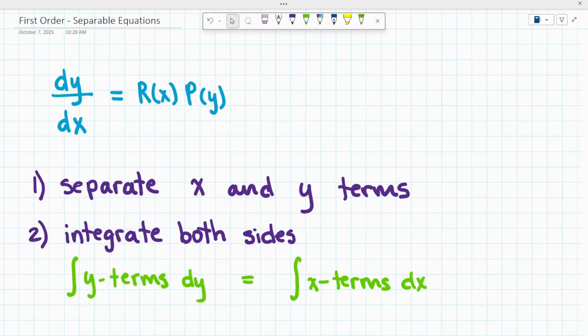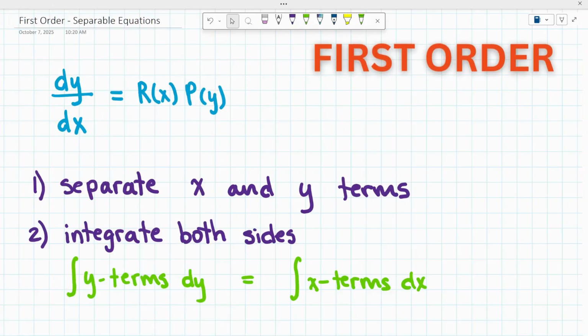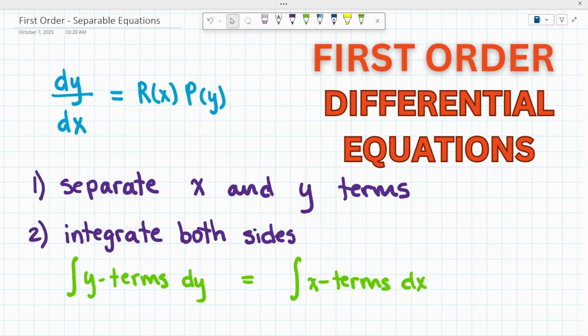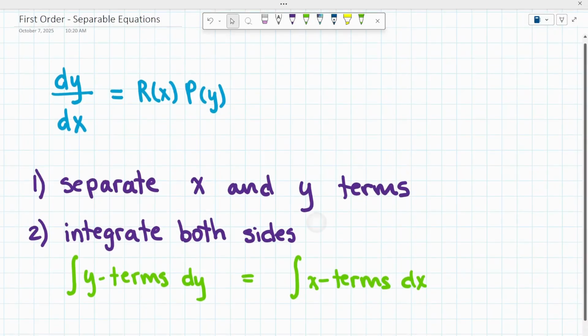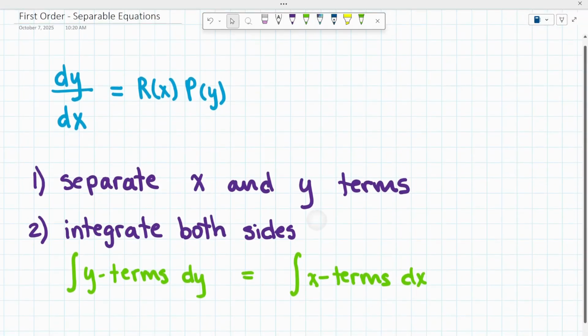Okay, so this video is my first in the series of first order ordinary differential equations. We're going to be looking at separable equations today, and I'm going to show you a step-by-step method on how to solve them every single time.